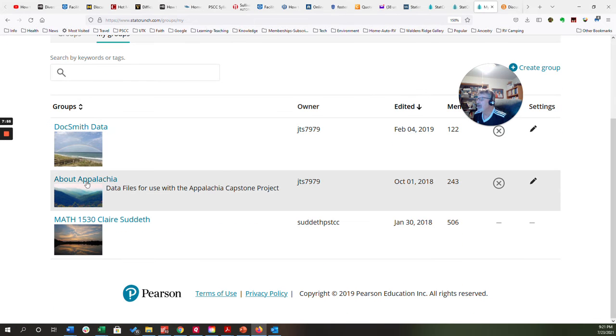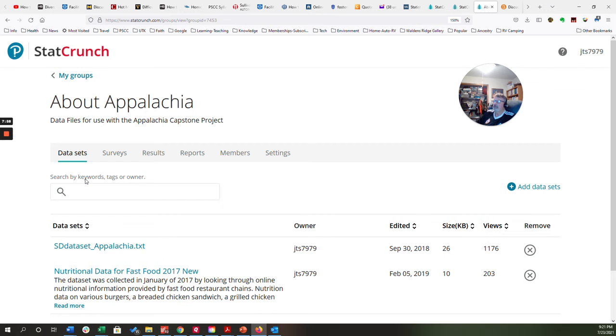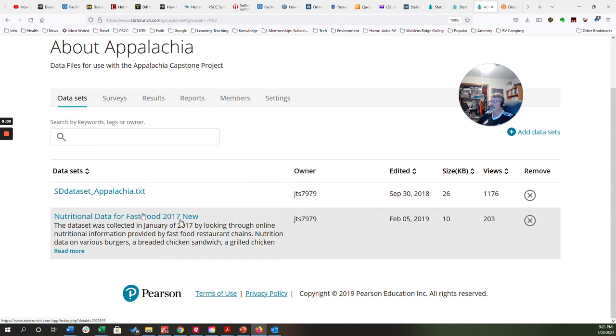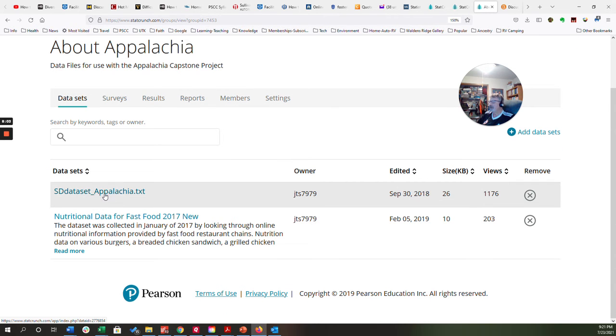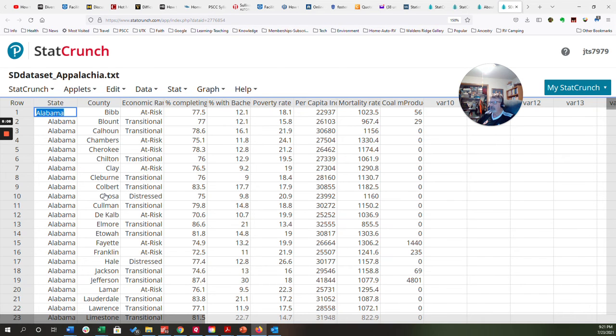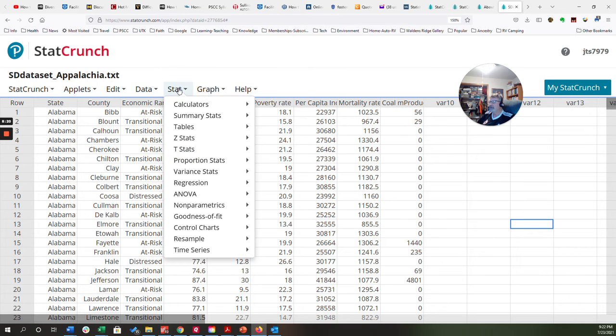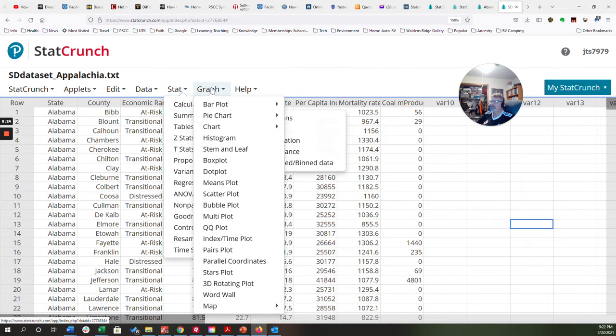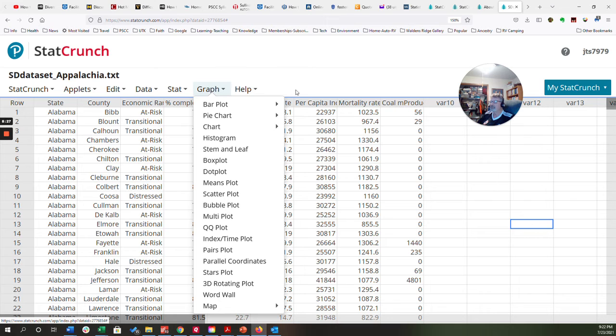And there's Appalachia. It's a data set that came from the Appalachian Regional Commission. And I'm going to take that same set of data and open it in StatCrunch. This is the same set of data that you just looked at. So this is the demo. And now you see I have it in a much more usable form. And I can do lots of things with it here. I can do the summary stats or the descriptive stats here. I can graph this here. Just lots of things I can do quickly and efficiently.